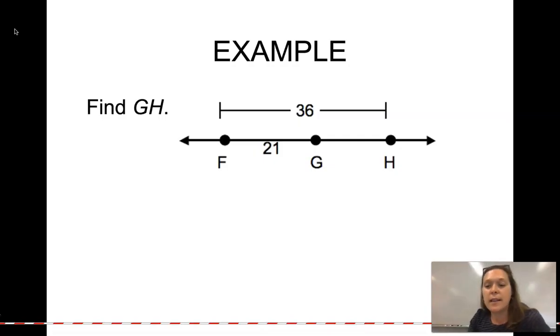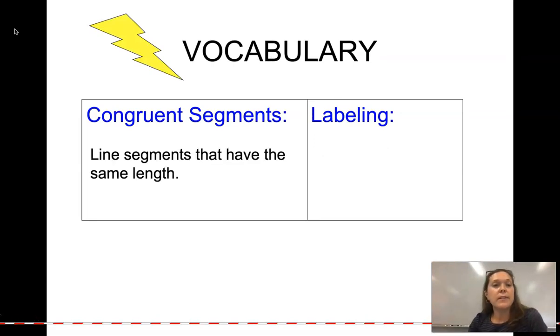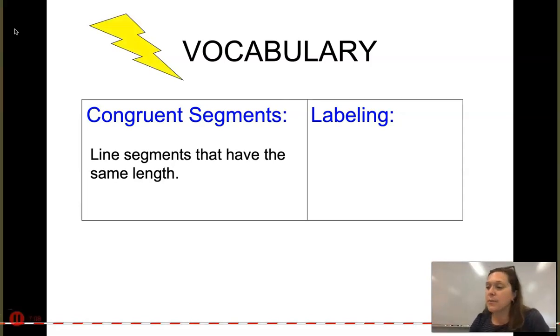Okay, let's move on to the last concept in section 1.2, which is about congruent segments. Congruent segments are line segments that have the same length. So congruent means that they have the same length or the same measure. We have some labeling that we do to show congruency, just like with our symbols for shorthandedness.